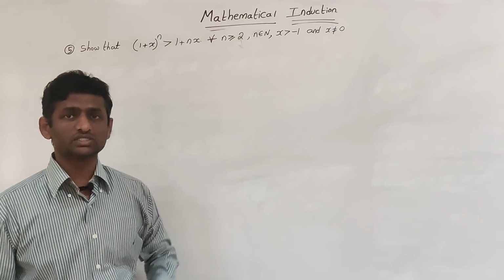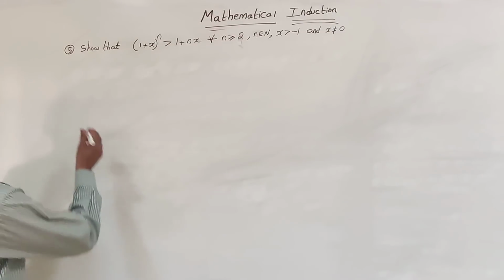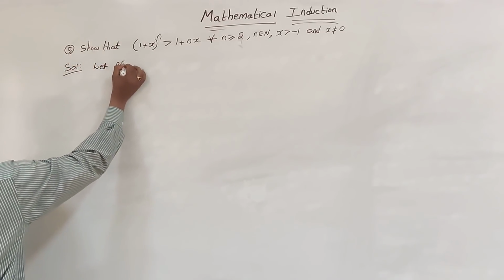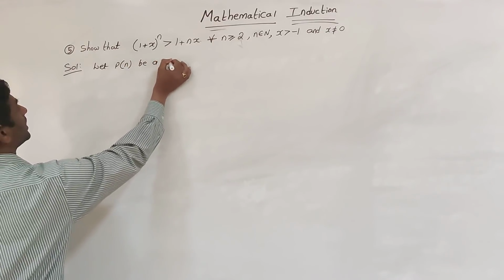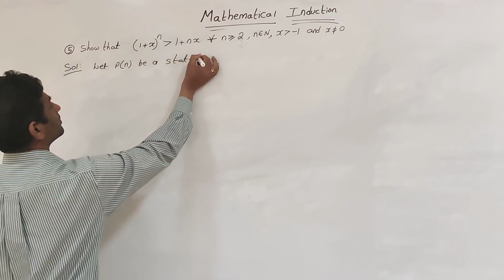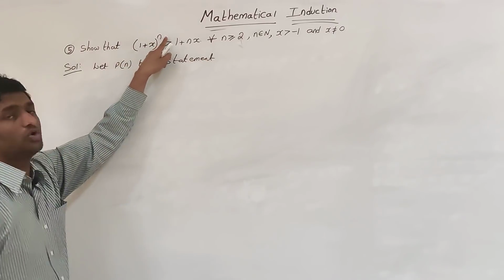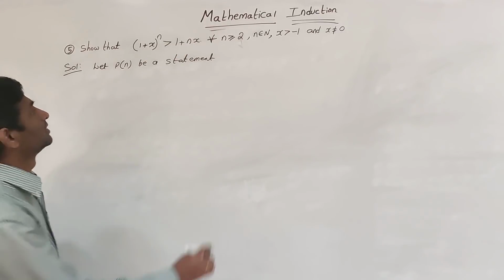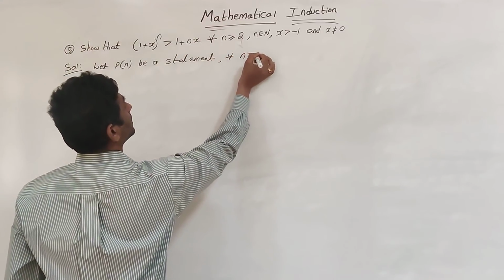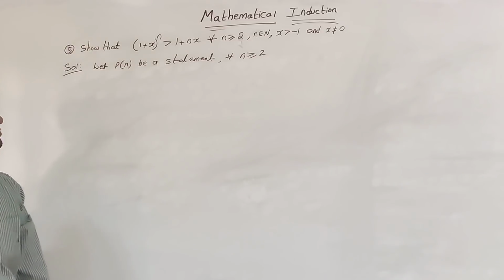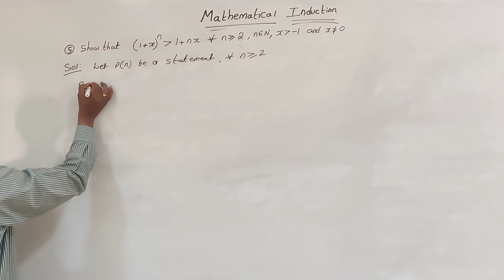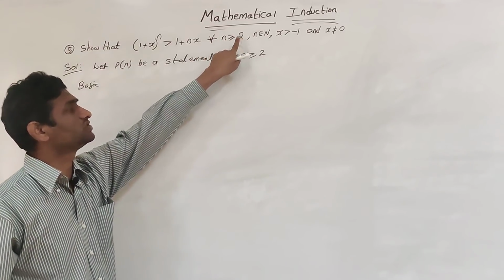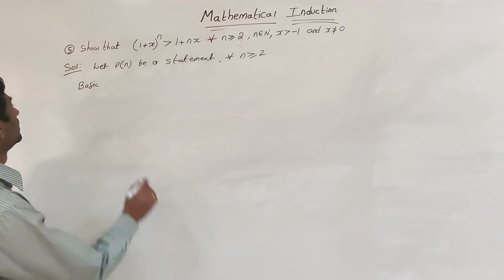So that is our basic step. Let P of n be a statement. So what is our statement? (1 plus x) to the power of n is always greater than 1 plus nx for all n greater than or equal to 2. Now the basic step is the first value from the set of natural numbers from which it is getting satisfied, which is 2.